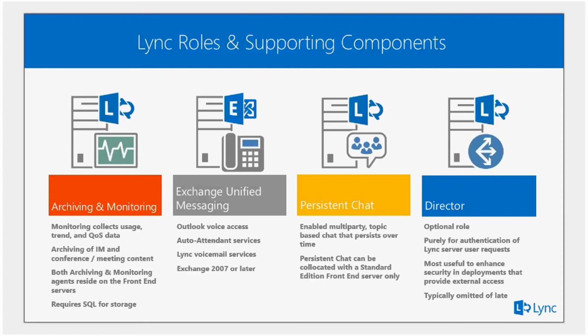Okay. Enable multi-party topic-based chat, it says there, which is worded better than how I just explained it. And it says that it can be co-located with a standard edition server, which it can. But if you deploy enterprise edition front-end servers, then you can't co-locate it with them. It needs to be a separate dedicated persistent chat server.